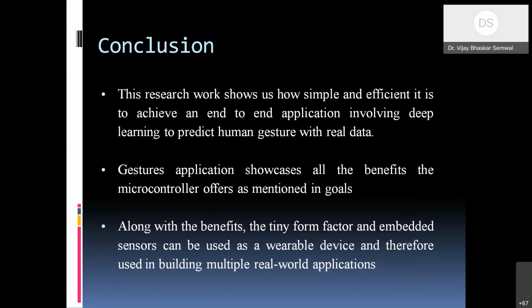This research shows how simply and efficiently we achieved edge computing and fused the deep learning model onto Arduino boards, using human gestures with real data. Gesture applications showcase all the benefits of the microcontroller, as mentioned in the code. Along with these benefits, the tiny form factor of embedded sensors can be used as a wearable device and therefore used in building multiple real-time applications.